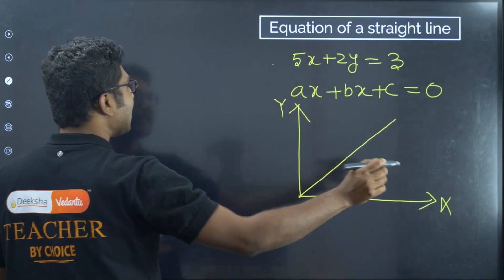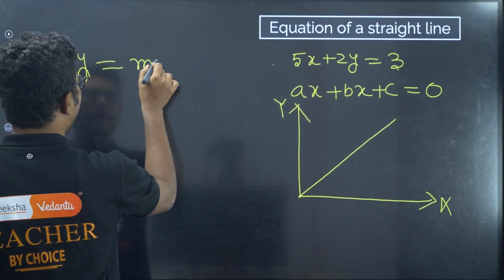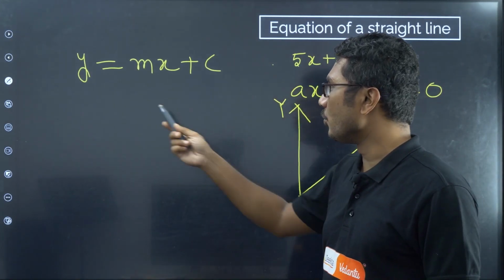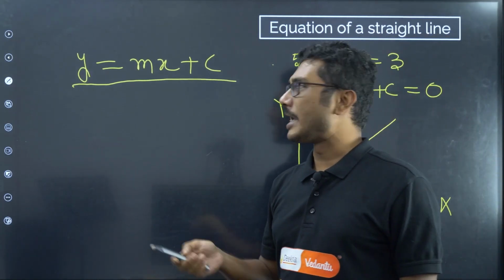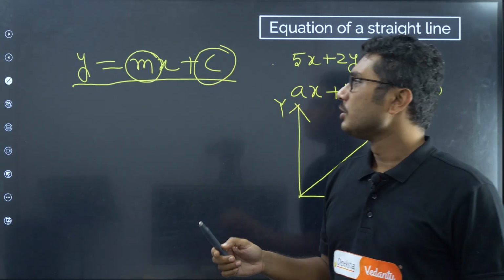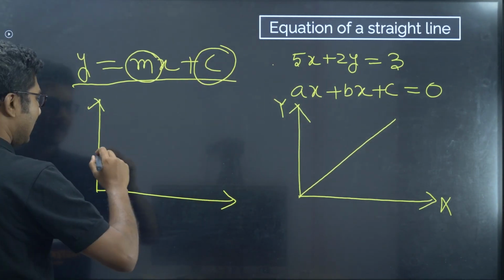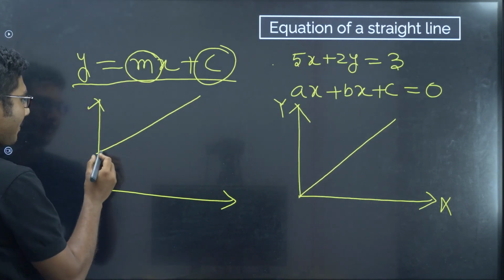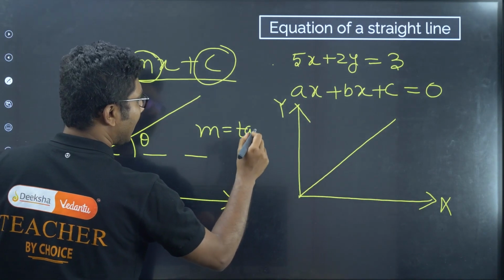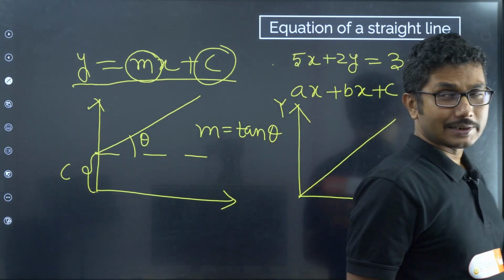For example, another equation of a straight line is y equals mx plus c. Those who have already completed the chapter on straight lines know that this is also an equation of a straight line. Here m is called the slope and c is called the intercept. So if you draw this line, it will look like this. What is m? If you take this angle theta, then m is equal to tan theta, and this distance is c. Those who have completed this chapter know this.